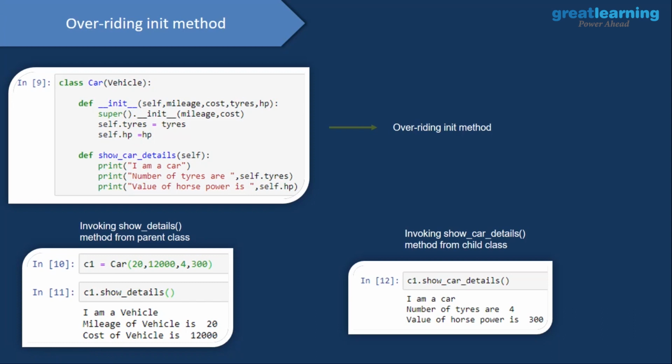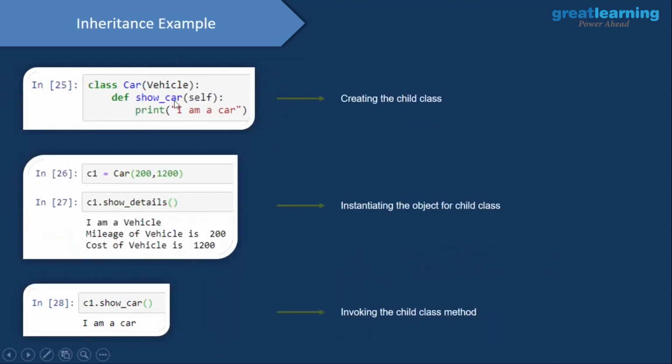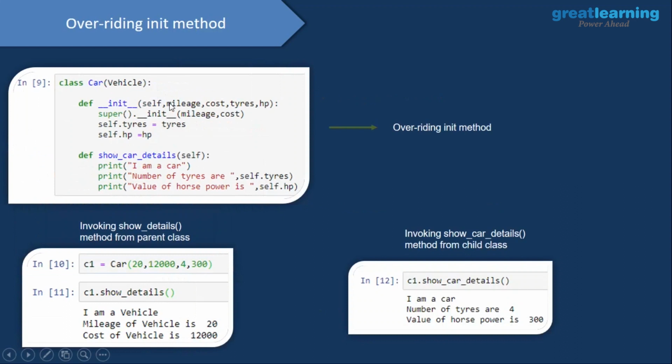Now we'll see how to override the init method in the child class. So in the previous example, we had created a child class where we had only one method over here. But what we'll do is we'll also have an init method in this child class. And this init method will take in 4 parameters. The first 2 parameters will just be the 2 parameters for the parent class.